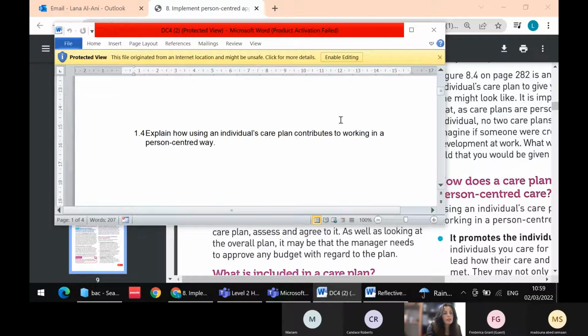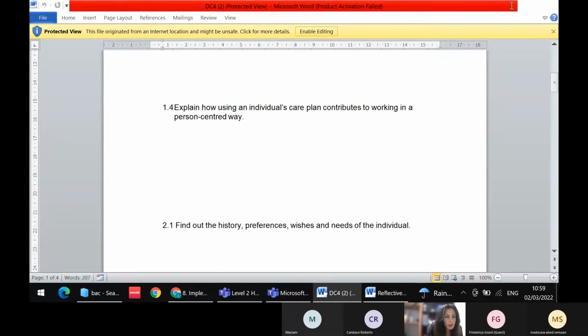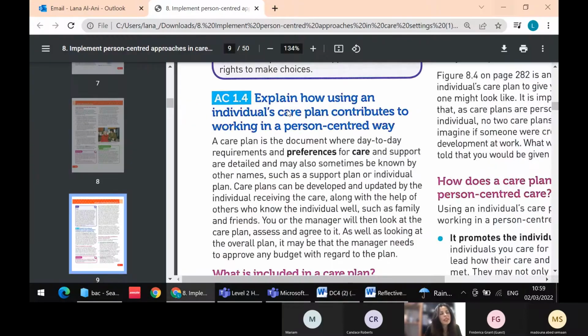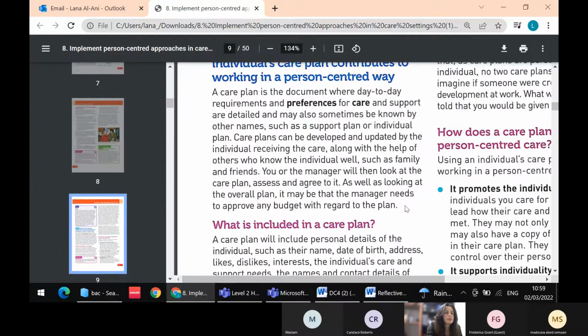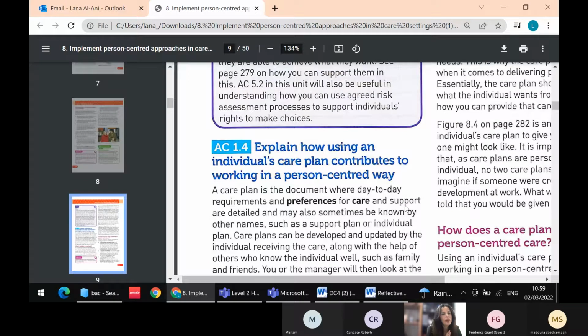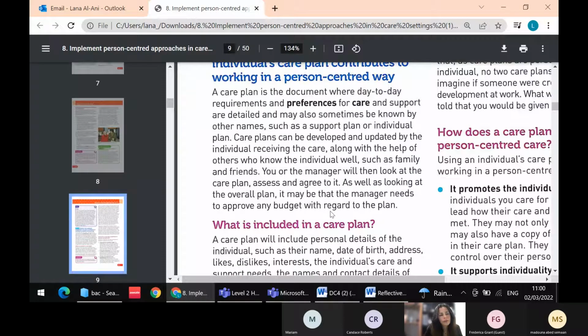Okay, so now, where are we? 1.4: explain how using an individual care plan contributes to working in a person-centered way. So can any of you explain how using an individual care plan contributes to a person-centered approach? What's a care plan? A care plan is a document where you put all the client's day-to-day preferences, wishes, needs. Excellent.